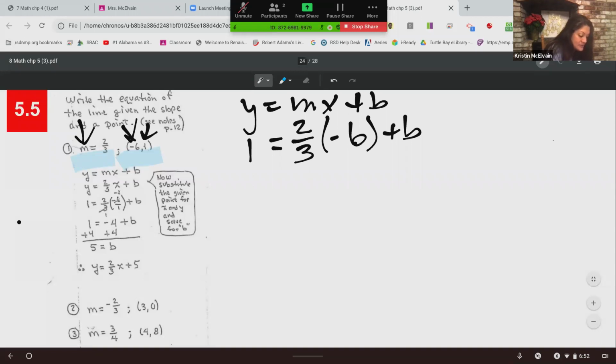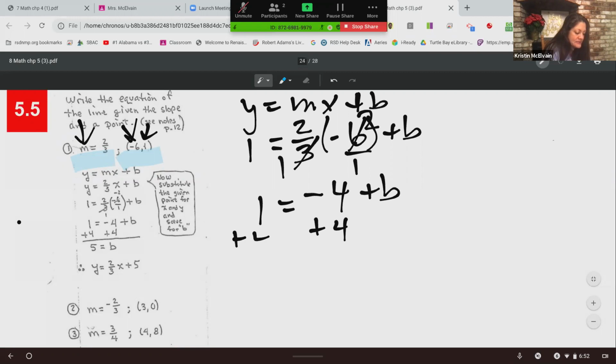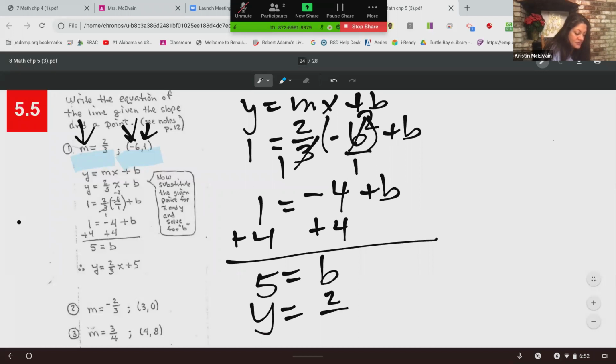Let's simplify here. 3 goes into 3 once, 3 goes into 6 twice. It's actually a 6/1. So 1 equals -4 plus b. Add the opposite to both sides. That gives us 5 equals b. So our equation for the first one is y equals 2/3 x plus 5.